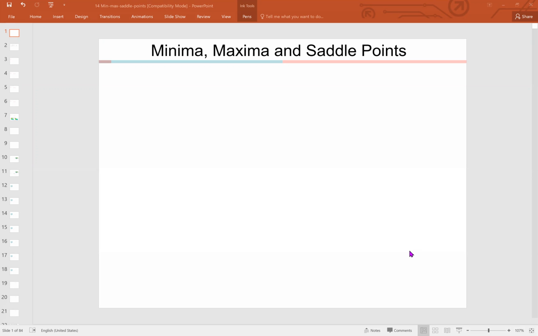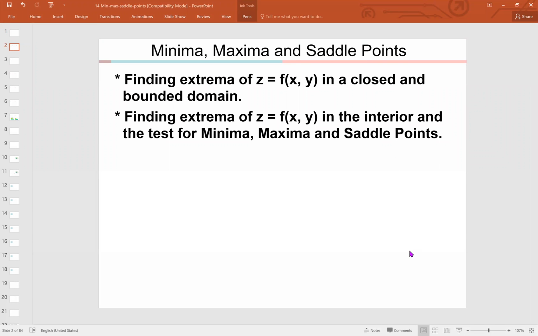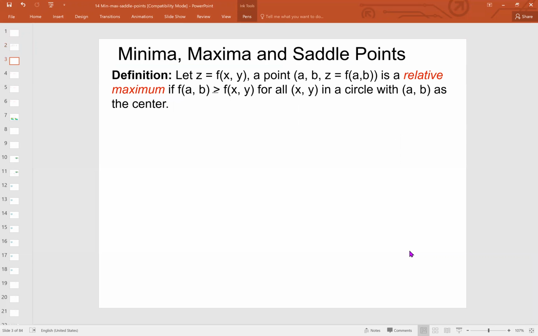The things we are going to talk about is how to find extremas on a function z equal to f of x y, the surface of that, the graph. Specifically, we're going to find a way to find the extremas using partial derivatives in the interior of the surface, not on the boundaries.